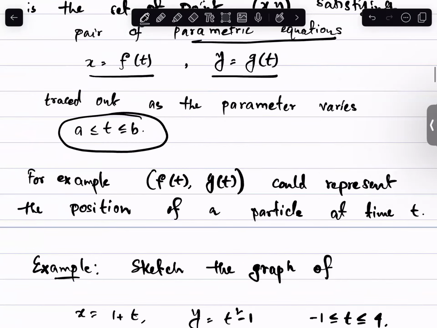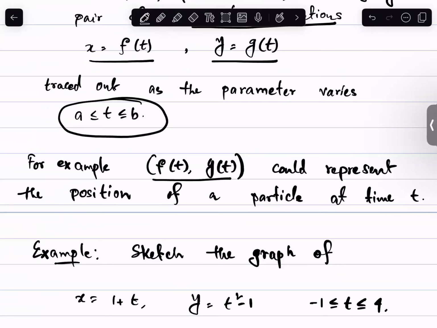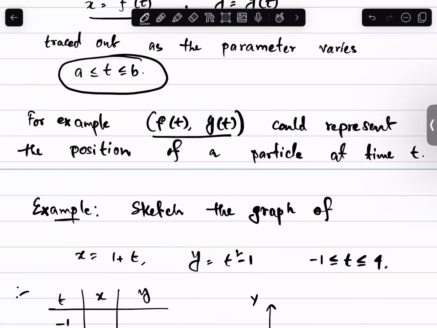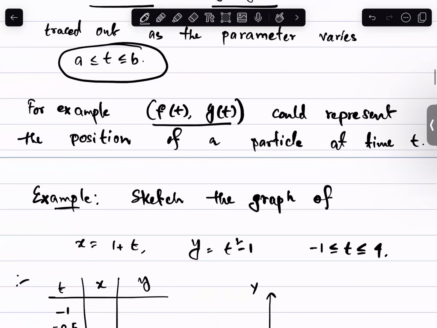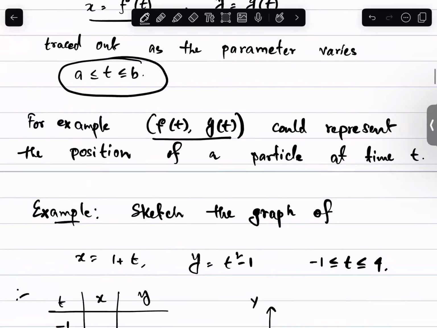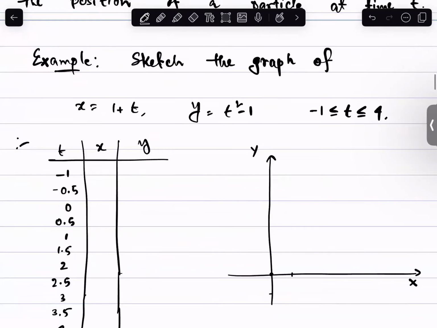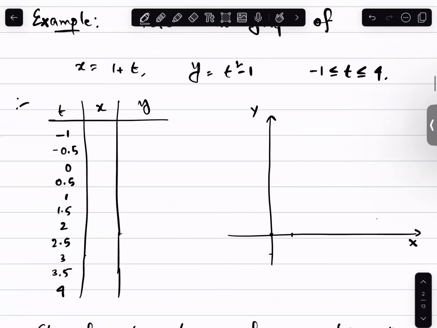For example, the ordered pair (f(t), g(t)) could represent the position of a particle at time t. So for parametric equations, we basically try to define the motion of a particle or something of that physical existence, how the particle moves when time t varies. Let us see one example to visualize that.